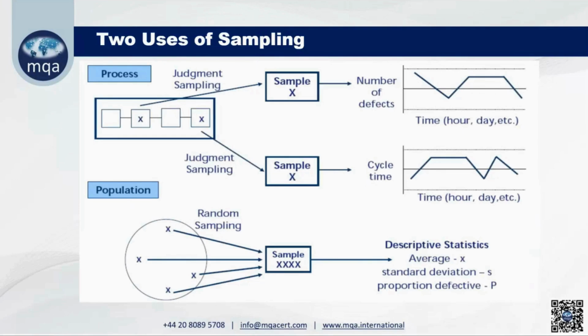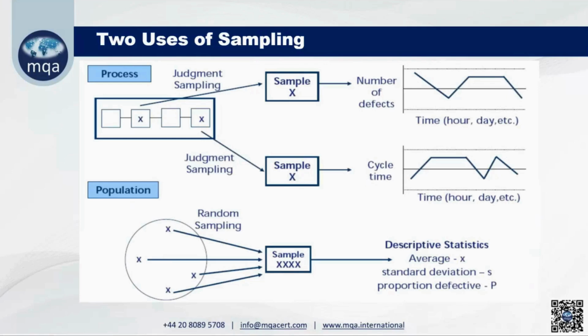Second parameter is cycle time. Cycle time is basically production time, how much time it is taking to complete one product. So cycle time also he is comparing with time, like daily, what is the cycle time of the parts coming out daily.